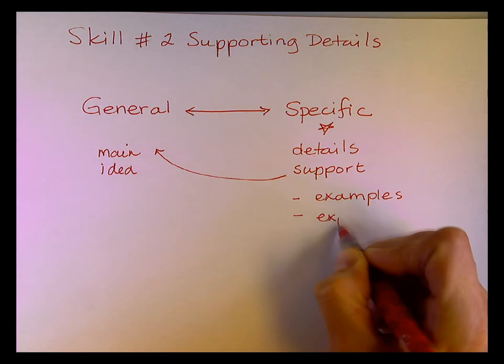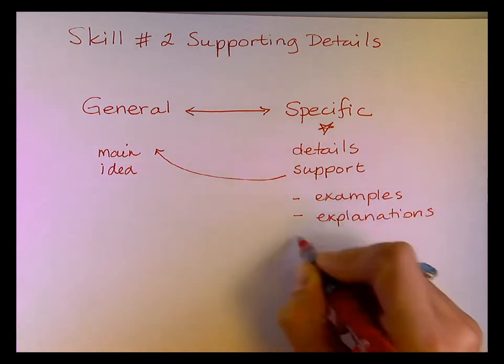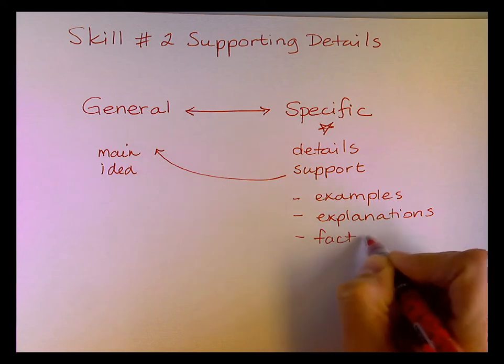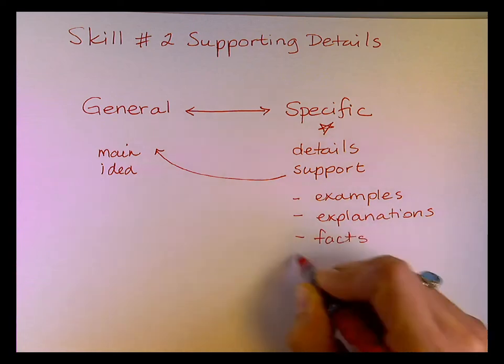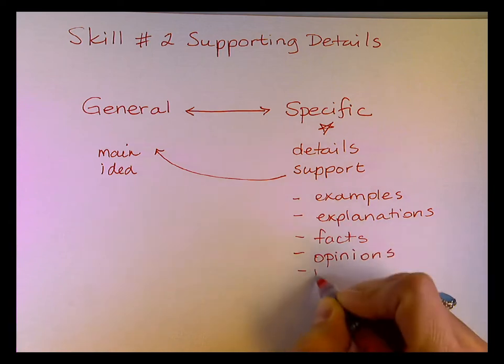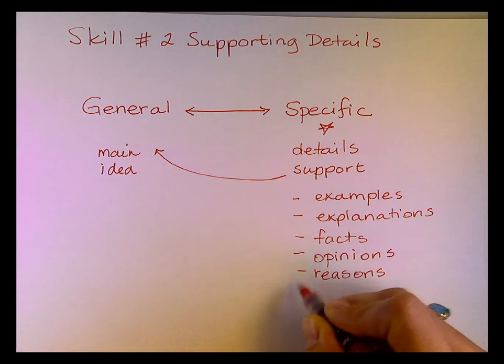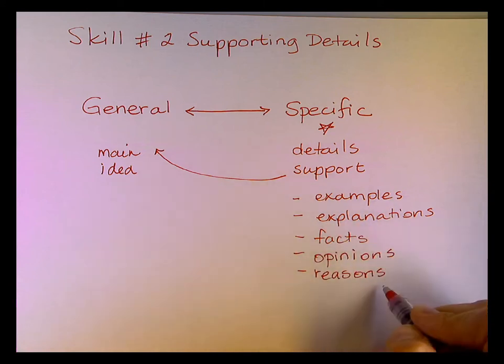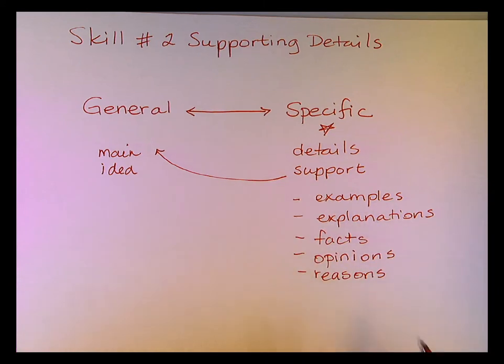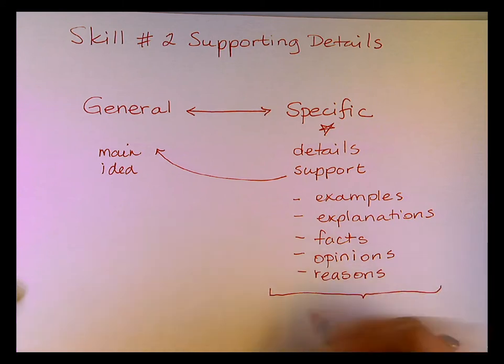They can be explanations. They can be facts or opinions, or both. Sometimes they're called reasons, and so forth. There are many different types of supporting details, and you can have any combination of supporting details in any given passage. Remember that a passage must have details.